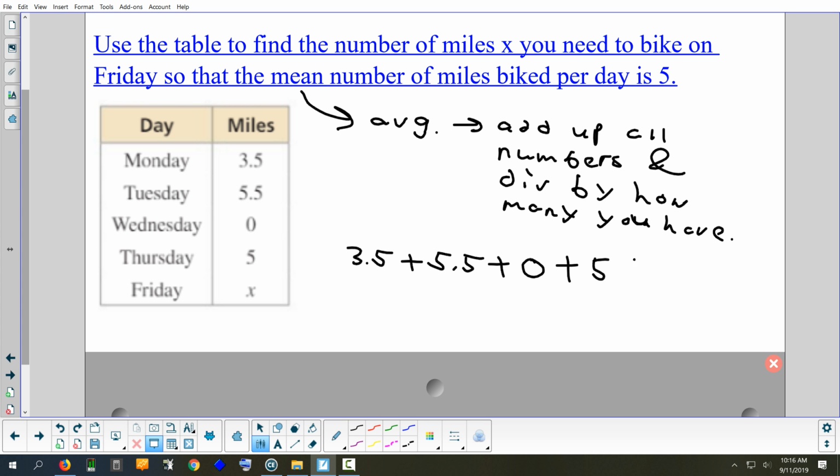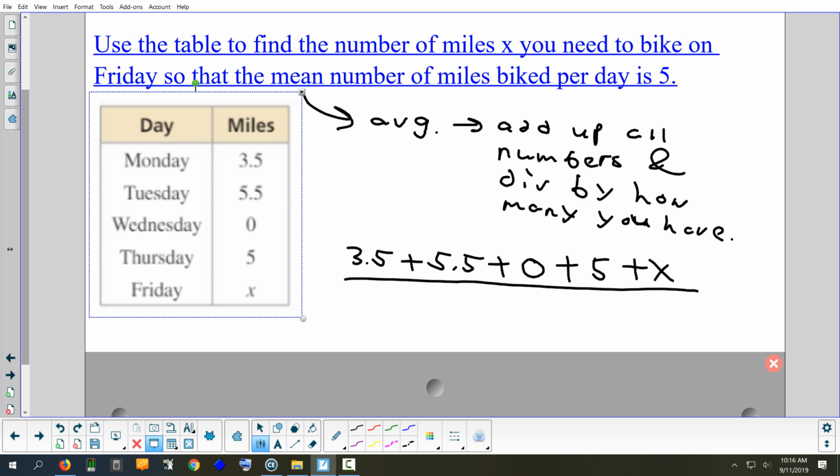Now, if I add those up just like that, is that the average? No. What did I forget to do? Divide by how many? 5. 1, 2, 3, 4, 5. Now, if I add them all up and divide by 5, that's the average. So tell me, what do they want me to force the average to come out to?